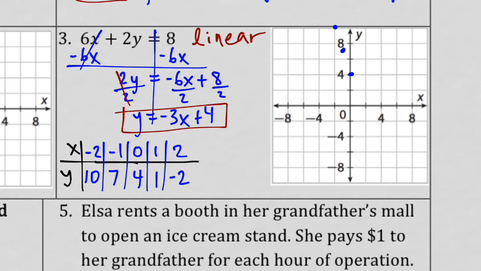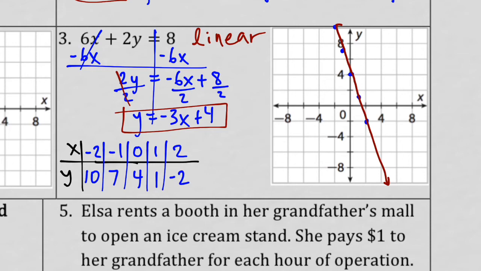1, 1: 1 to the right, 1 up, right there. And finally 2, negative 2: 2 to the right, 2 down, right here. And there is your line. Notice that the points are all in a straight line. All you have to do is connect them. And that's why it's called a linear function. It makes a straight line.